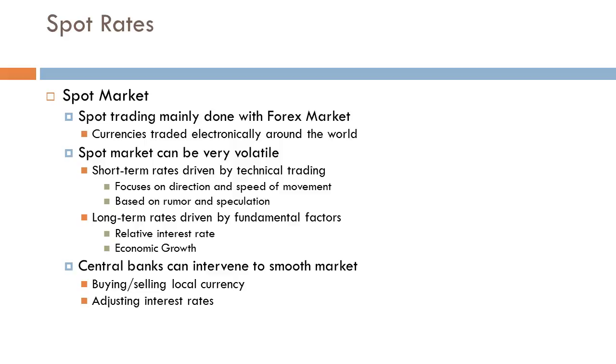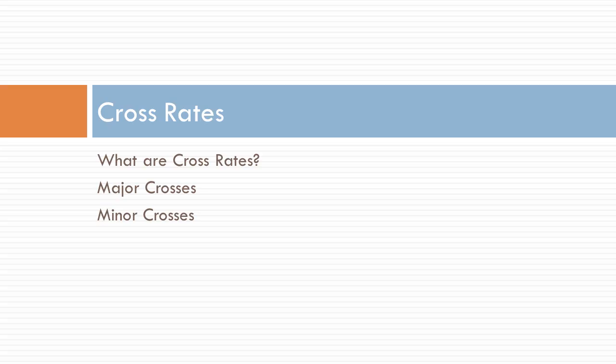They can be based on rumor and speculation. Long-term rates are driven by fundamental factors, such as relative interest rate and economic growth. A country's central bank can intervene to smooth out the market. They do this by buying and selling local currency or by adjusting interest rates.